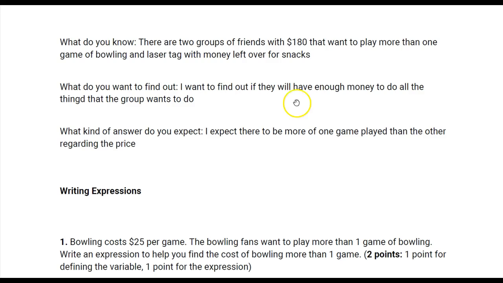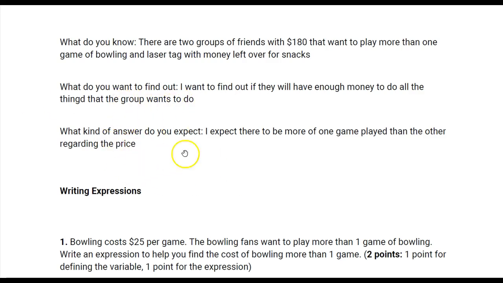And what you want to find out, when you really break it down, is they give you three questions. What is the cost for the bowling games? What is the cost for laser tag? What is the cost of everything, and how many snacks? Include all of that into what you want to find out.